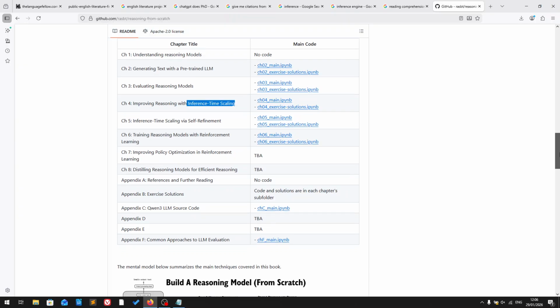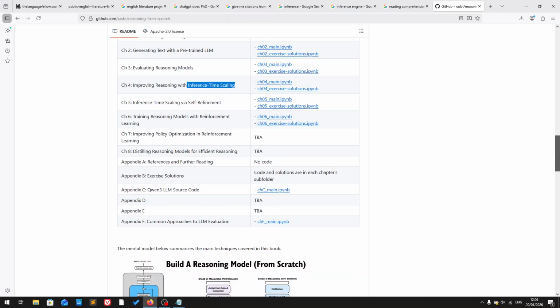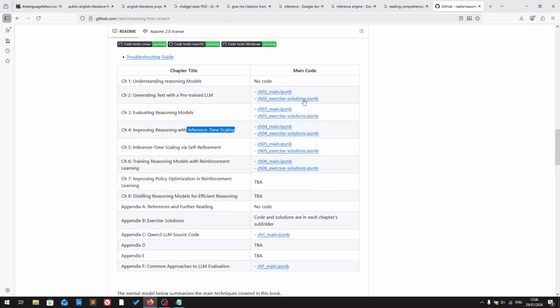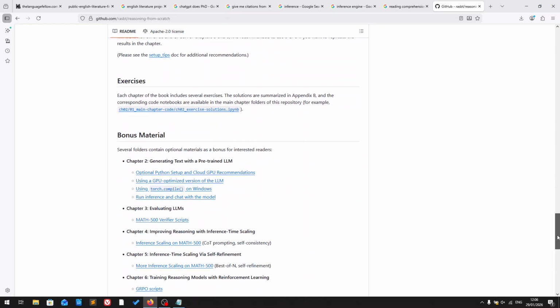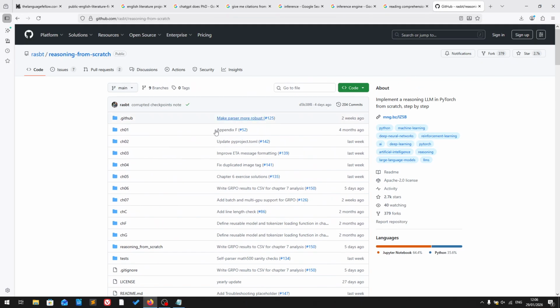So that's Jupyter notebooks. I'm looking for the book that is supposed to be there.